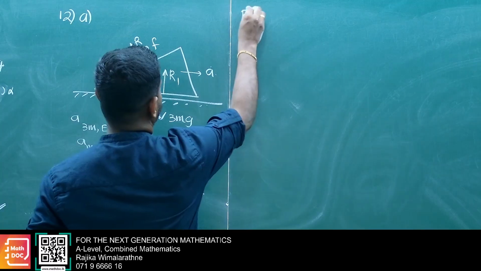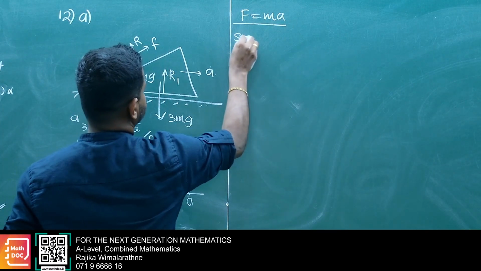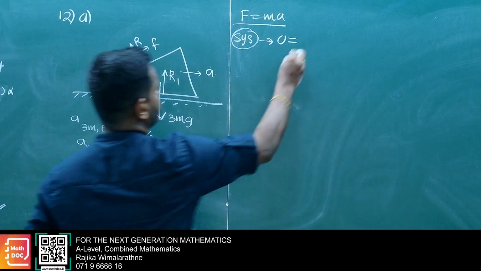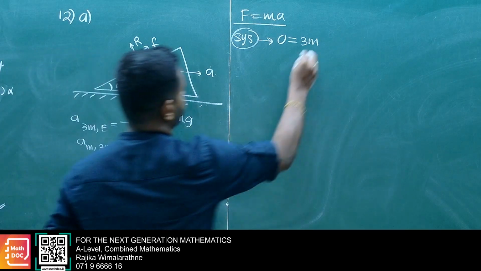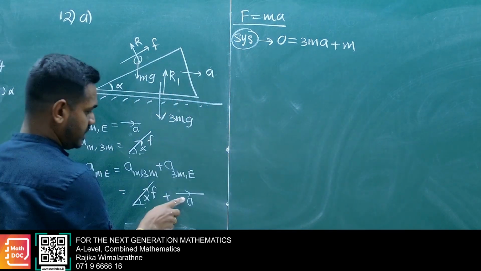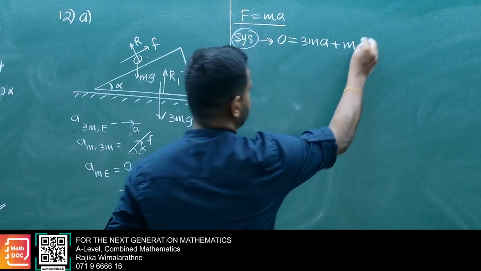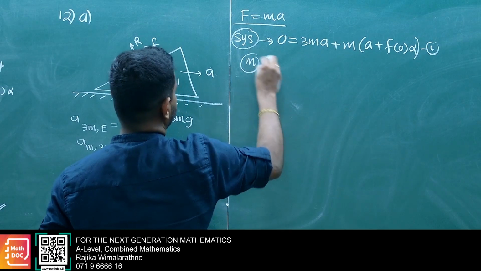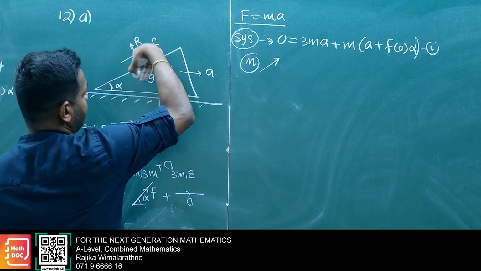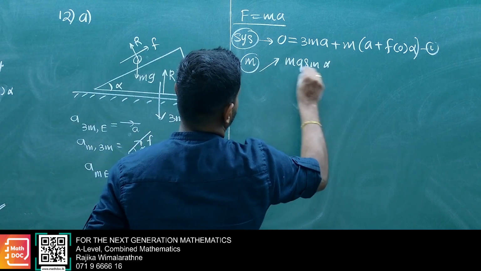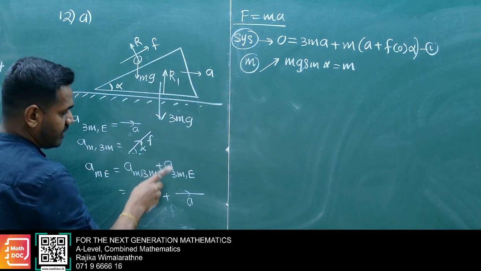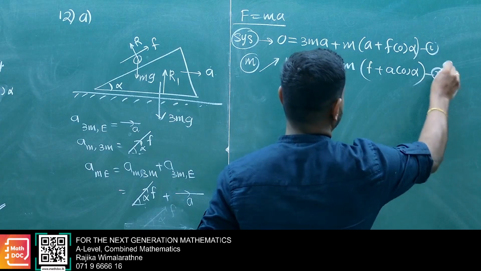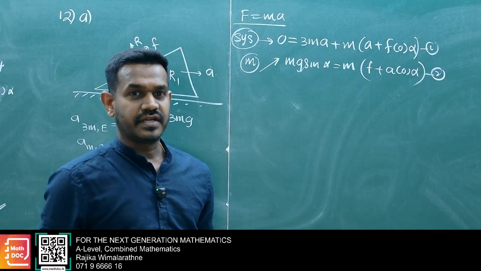Then use F equals ma. First, for the system horizontally, there are no external forces, so 0. Then we have two objects, 3m and m. 3m into its acceleration a, m into its acceleration, here a plus f cos alpha. Considering the horizontal component, a plus f cos alpha, say equation 1. Then for m along the surface, mg sin alpha equals m times acceleration, f plus a cos alpha. Here is the second equation. Always use acceleration with respect to earth.